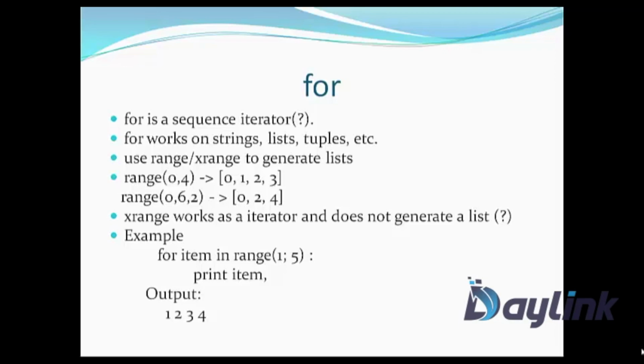Xrange works as an iterator and does not generate a list. For example, for item in range 1 to 5 and colon and print the item. So our output is 1, 2, 3, and 4.